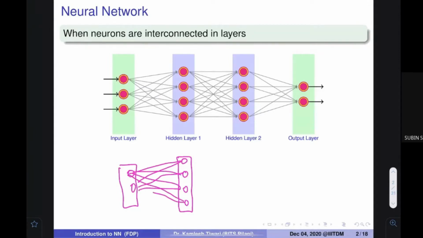If I increase one more, how many connections do I need to add? Let's assume that n1 number of things are there. And if I increase one more over here, how many more weights do I need to add? Can anybody tell? Yes, 4, because everywhere I have to connect. So n1 number of weights I have to increase.